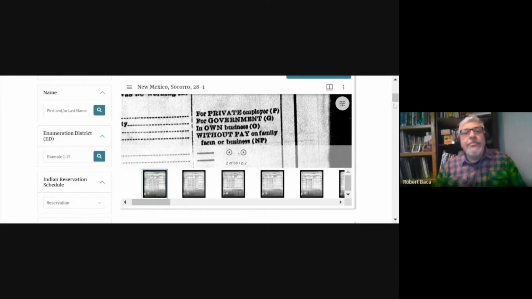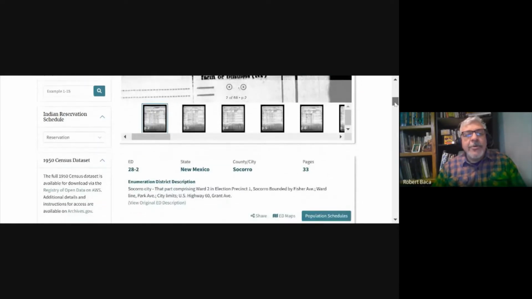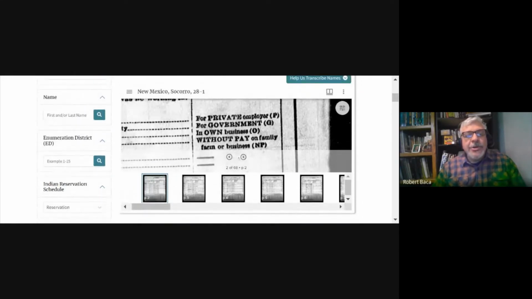So that is the first one, but I'm going to look at a different one. Oh, and there are ways to search. I'm going to explain something here, though. You may have difficulty finding specific people. This is using a program that looks at handwriting and makes estimations.